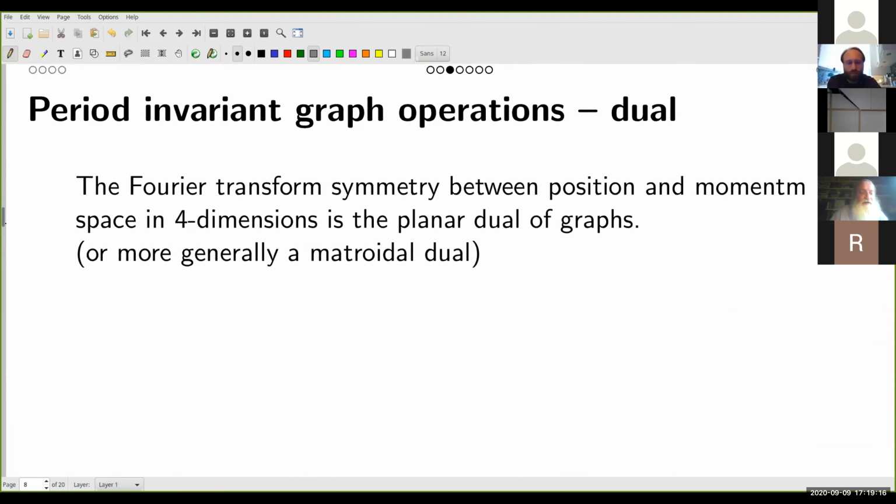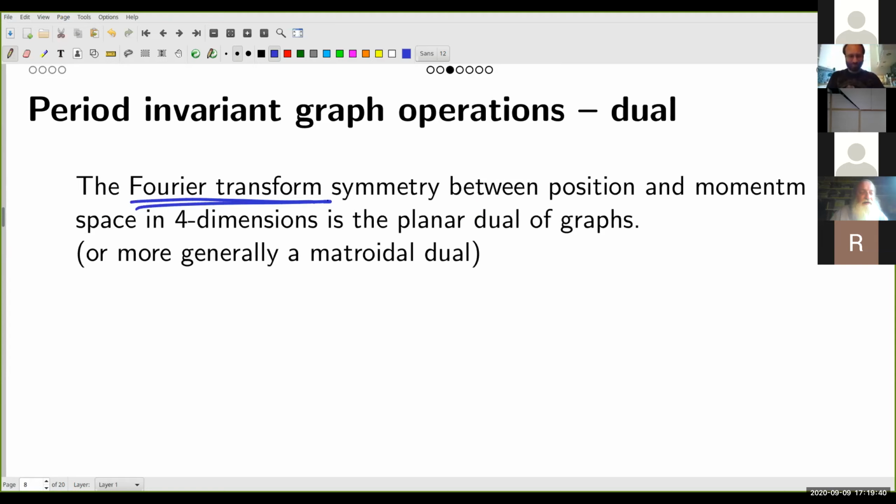All right, the next period invariant graph operation is also something that as a physicist you've known for a very long time, because of course we have Fourier transform. And what do you do with Fourier transform, right? You just walk into some room full of your people who do quantum field theory, and you say, what are you going to do with your Fourier transform?